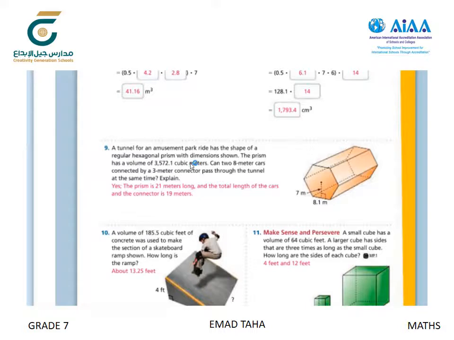And what did he ask about? Can two 8-meter cars pass? Two 8-meter cars means 16 meters. Connected by 3 meters, so it will be 19. And the prism has length 21, so the answer is yes. The prism is 21 meters long, and the total length of the cars and the connector is 19 meters, so it can fit at the same time.